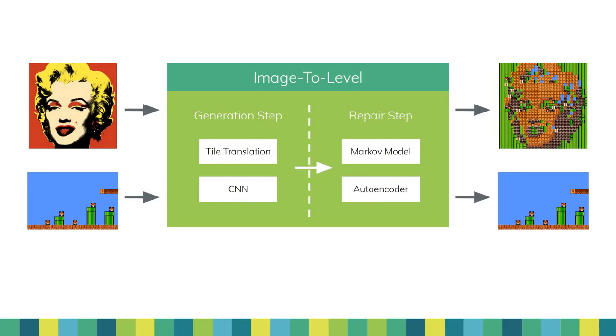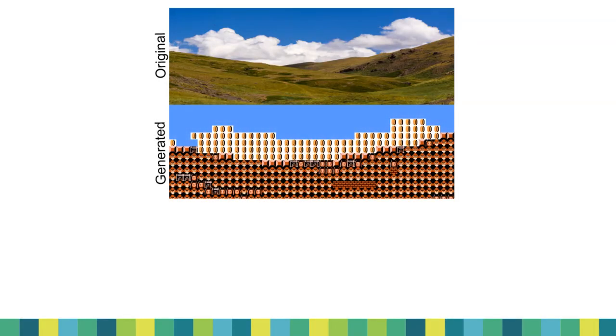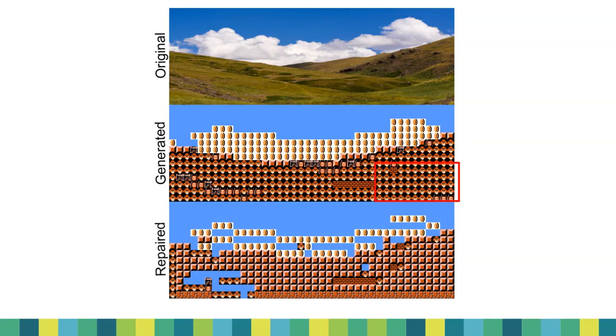We then have a repair step to make the generated level more closely resemble the original game. The system can use a Markov model or autoencoder approach. For example, we took this image and the generation step turned it into a game level. However, notice how the bottom of the level was translated as Goombas. This would not be a playable level. With the repair step, the level now more closely reflects a playable level.